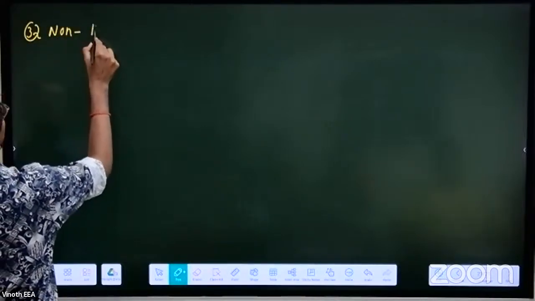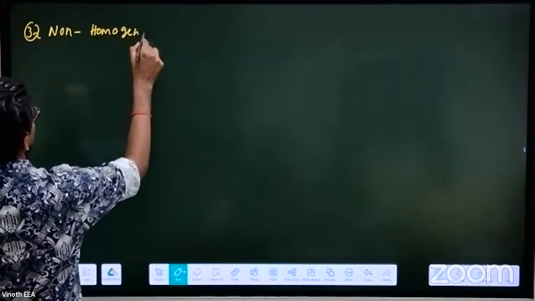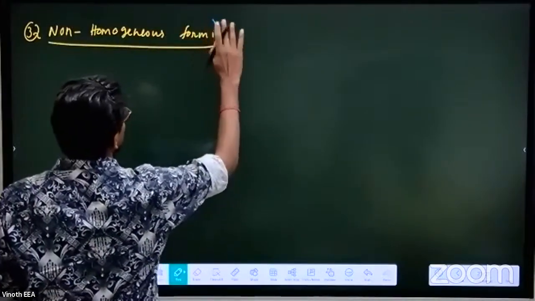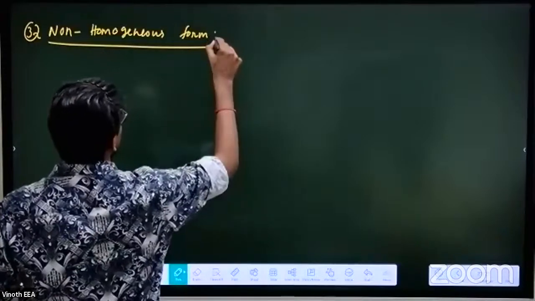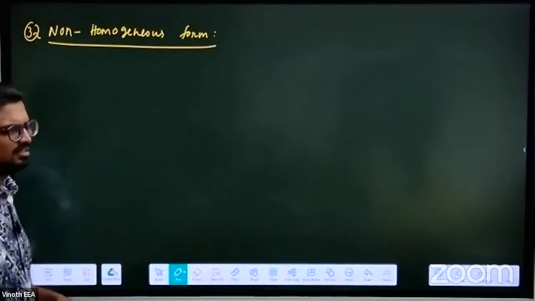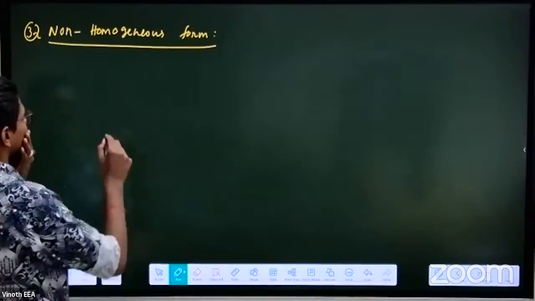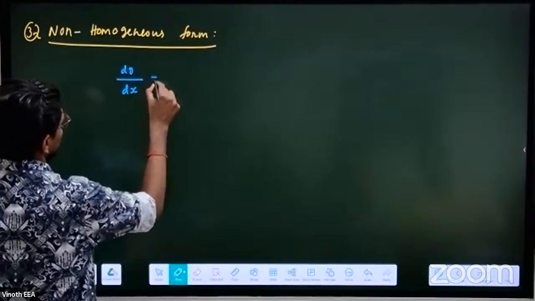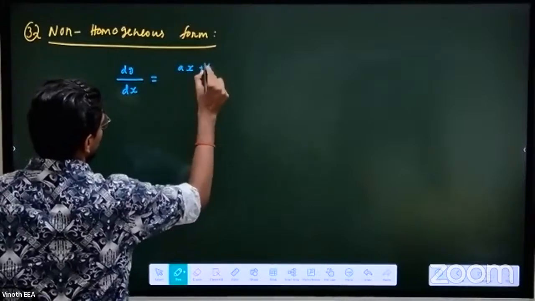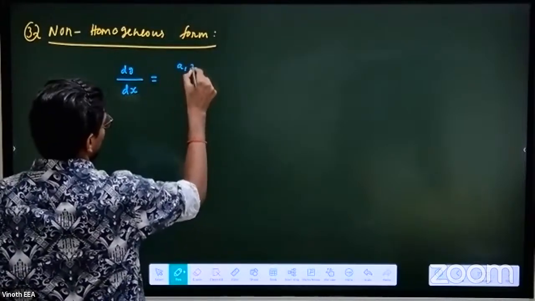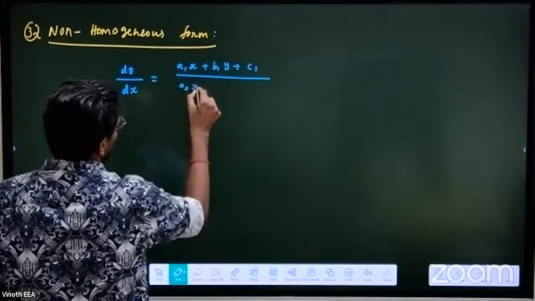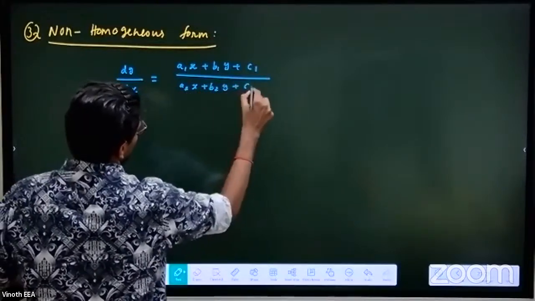Next, what is the third one? Third one is non-homogeneous form. Okay, see, non-homogeneous form also we have something very specific. Suppose I have an equation like this: dy by dx is equal to (a1x plus b1y plus c1) by (a2x plus b2y plus c2).